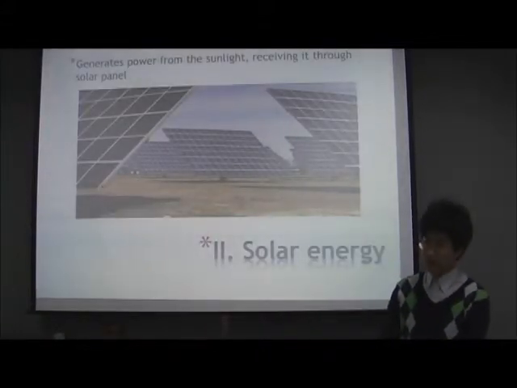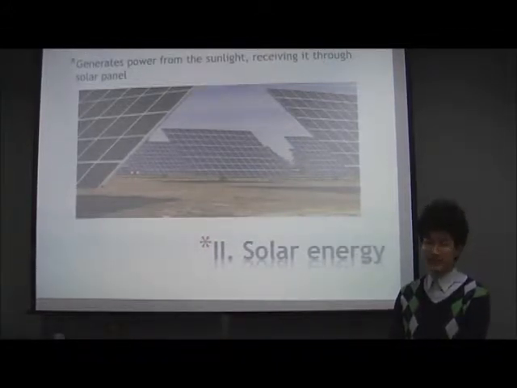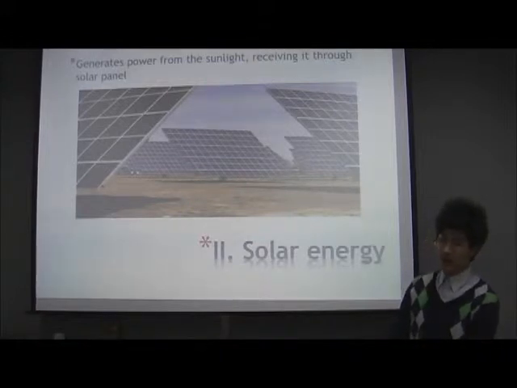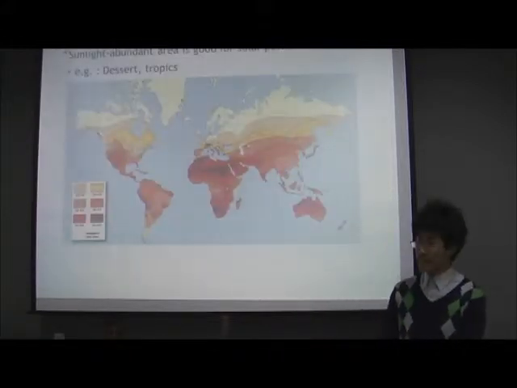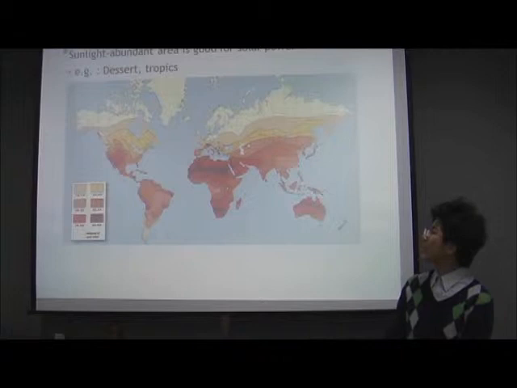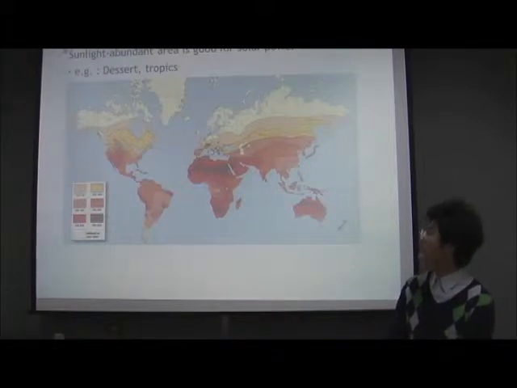There are alternative energies, and one of them is solar energy. It is power generated from sunlight received through the solar panel, as you see in the picture. As you see in the map, the more red the map area is, the better. It's a better place for solar light.